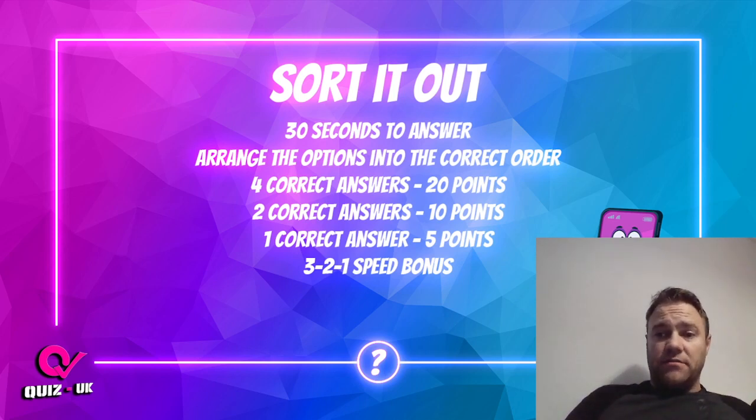Then your points, it's all there. If you get 4 correct answers, you get 20 points. If you got everything in the right order exactly, it's 20 points. If you only get 2 things in the right place, you get 10 points. And if you get 1 thing in the right place, you get 5 points.